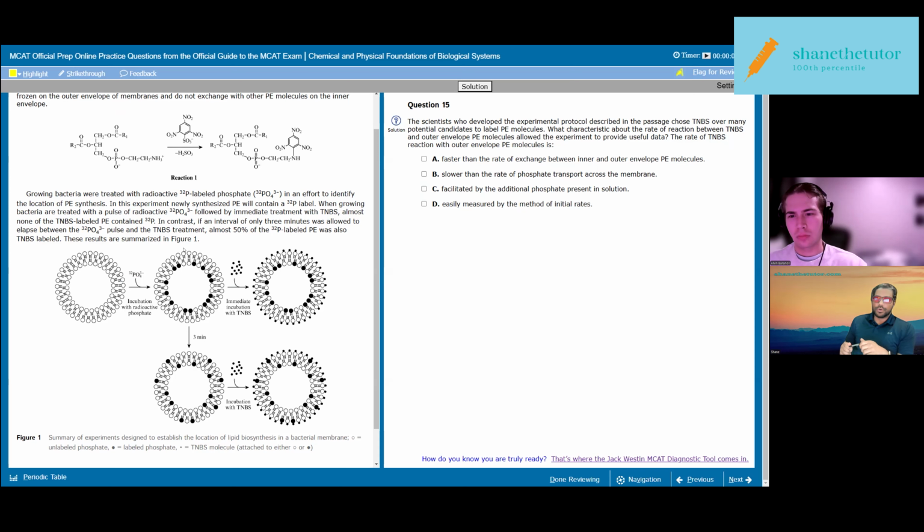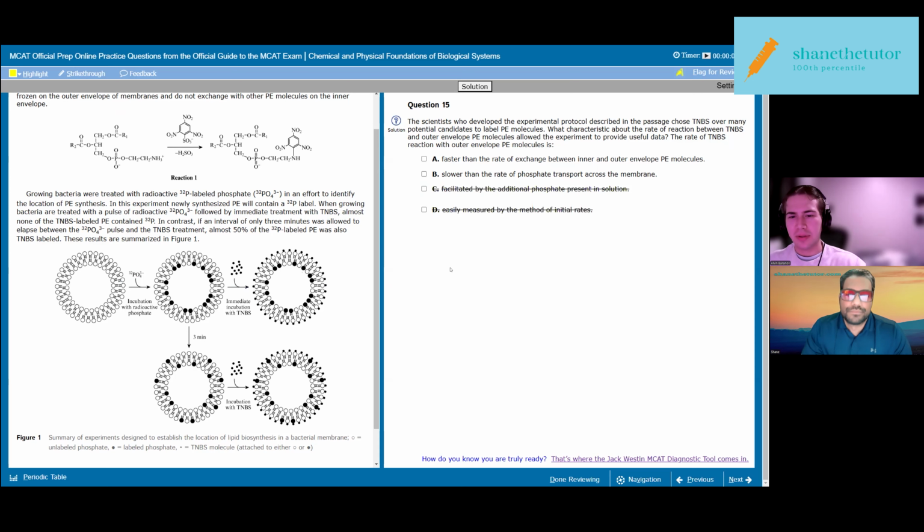So they're saying the rate of the TNBS reaction with the outer envelope PE molecules, right? If you don't wait, it'll bind to just the outer parts of the outer envelope, right? But if you wait, it will enable there to be some flipping and flopping and whatever. So okay, that's gonna play a role. So yeah, what are your thoughts here?